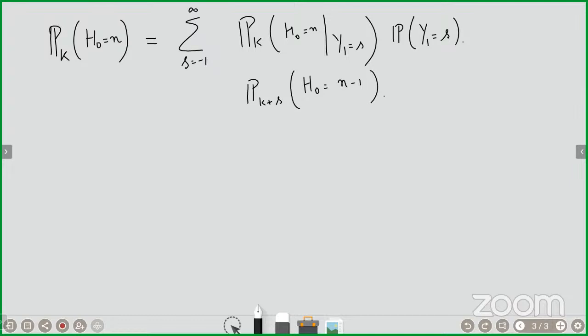Okay, so rather than starting at k, if I want to start at k plus s, and ask for the probability of h0 equal to n minus 1 instead of h0 equal to n. So h0 equal to n meant that it took you n steps to reach 0. n minus 1 means it just took one less step. So is there a connection between these two probabilities? Remember, yi is IID.